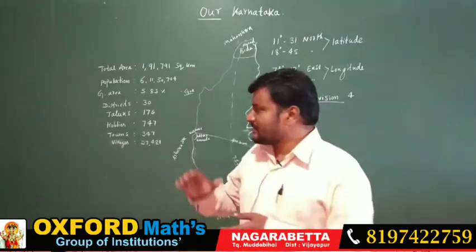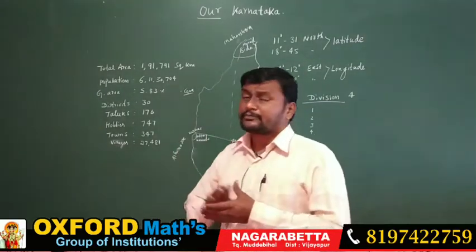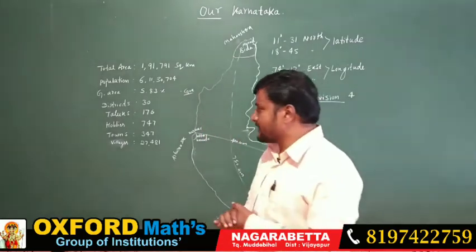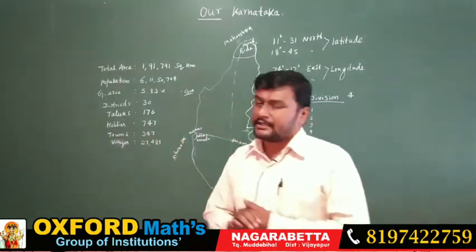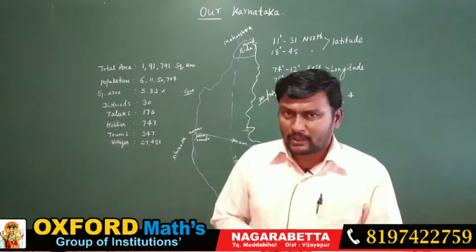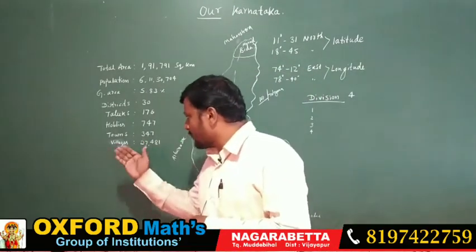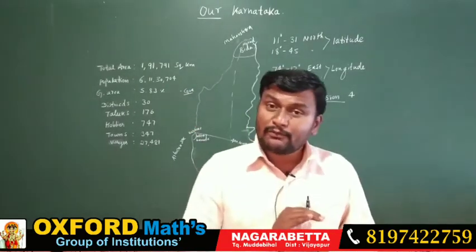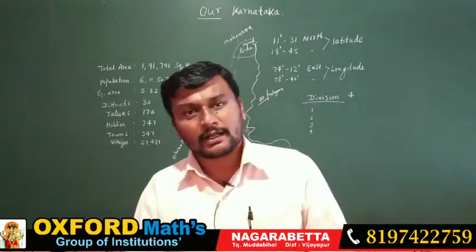176. And for administration purposes there are Hoblis. How many Hoblis are there? 747. How many towns are there in Karnataka? 347, including small and big. And the total number of villages is 20,481 villages in Karnataka.